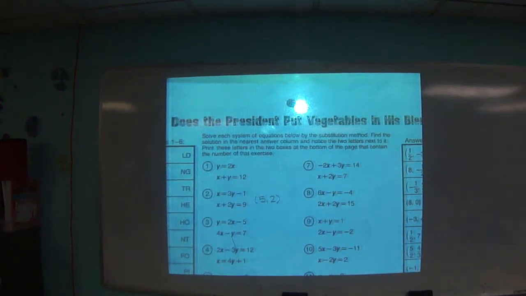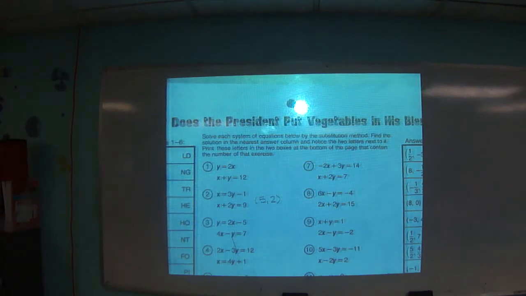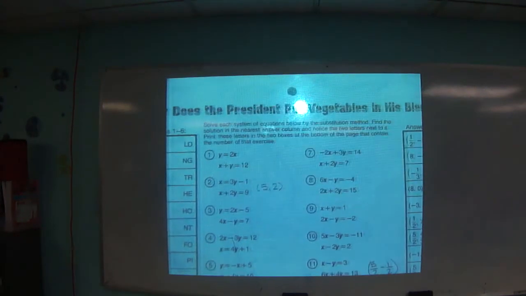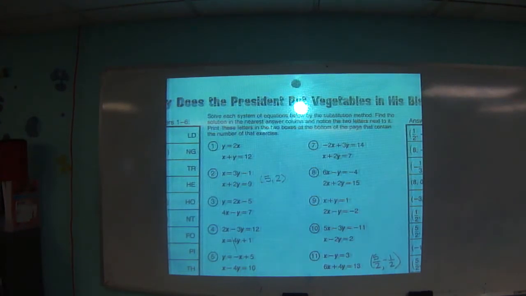Okay, we're back to systems of equations. Like I said, I do a review and then I do systems. These are systems of equations, but we're solving them differently. Notice we don't have to graph these. We're still finding the intersection of two lines, but we're solving the system by something called substitution.